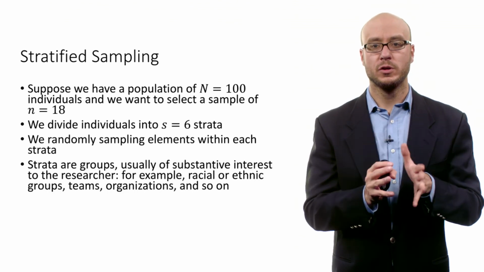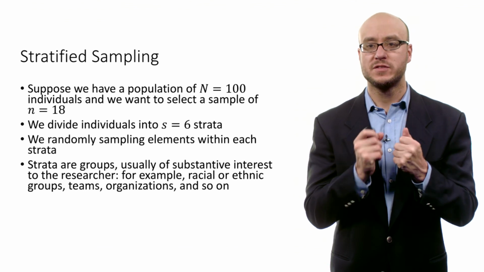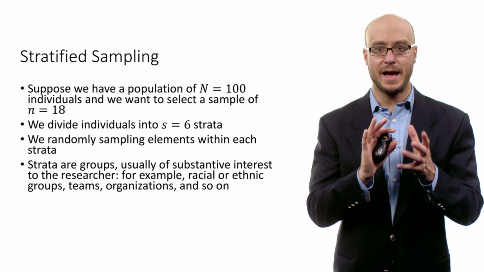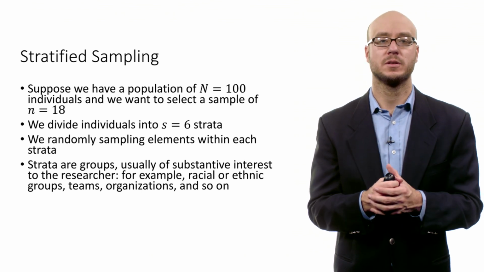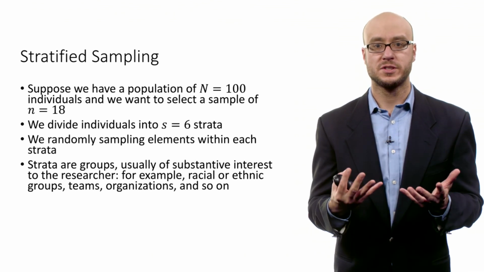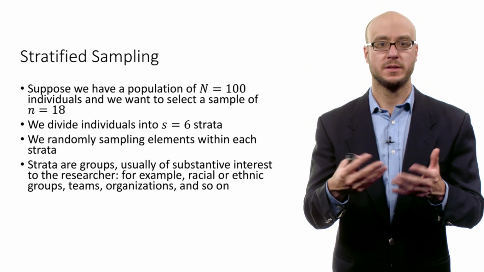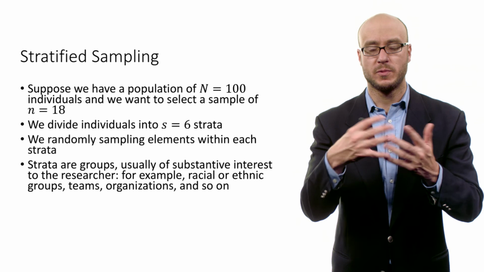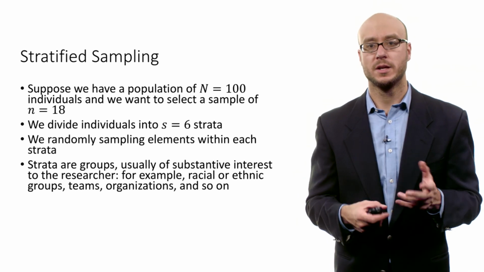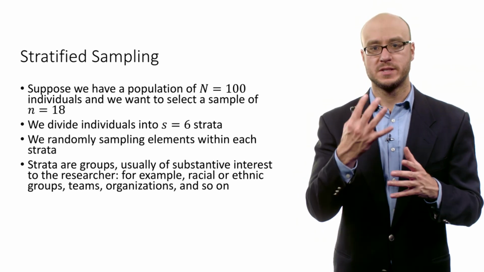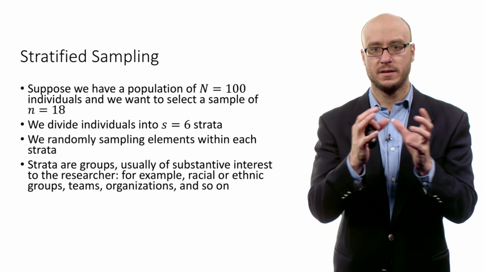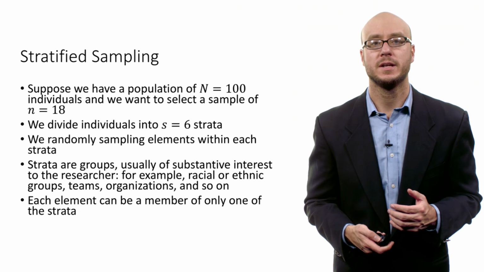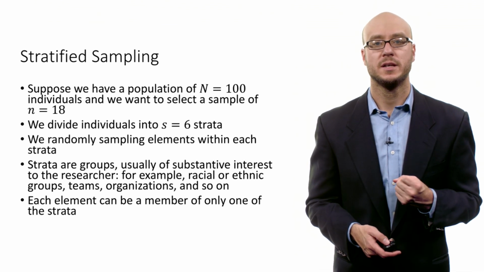What are strata? Well, they're groups, and they're usually of substantive interest to the researcher. So for example, you might have 6 different racial or ethnic groups. They might be sports teams if you're randomly sampling sports players. They might be private firms if you're randomly sampling workers, and so on. The whole point is that you have this sampling frame and you divide these elements into 6 different strata or groups. Right? Then you randomly sample within each strata.